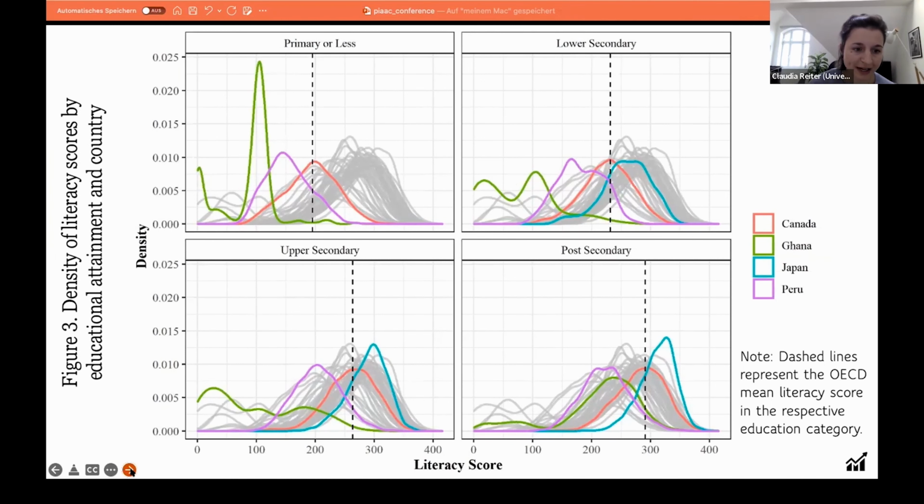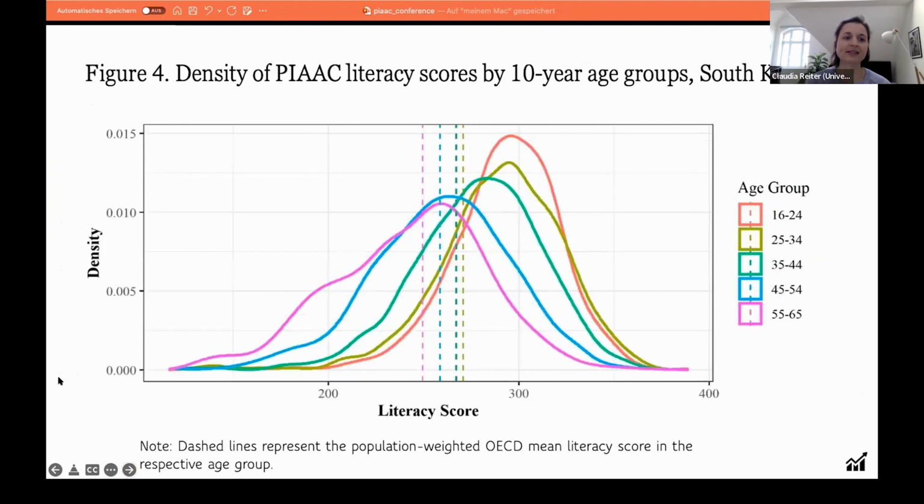Let's move on to the next result. Again, it's a density distribution of literacy scores here for South Korea. This time it's by age group. So I've used 10-year age groups here. And what you can see quite clearly is that every younger age group in South Korea has higher literacy skills than the older one. And this, of course, reflects both period and both age and cohort effects.